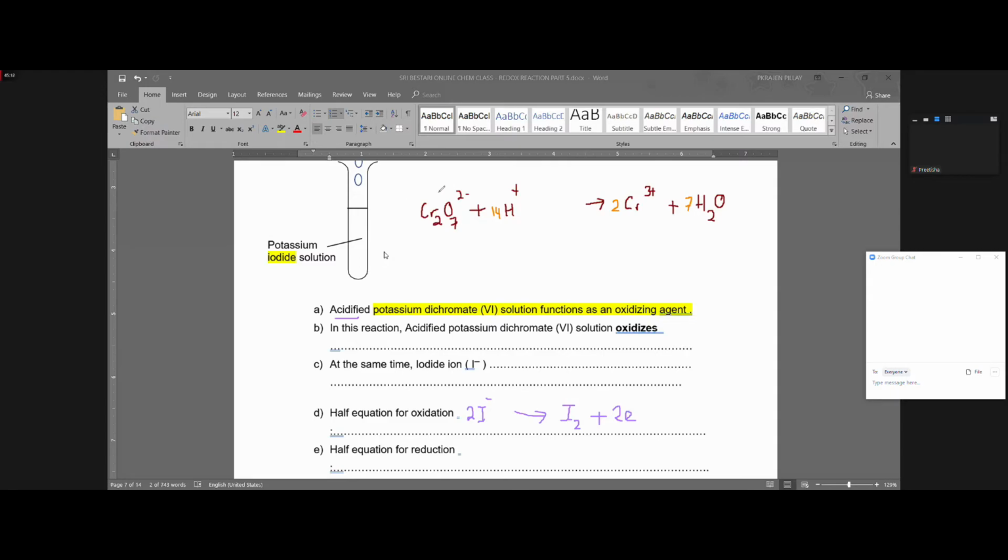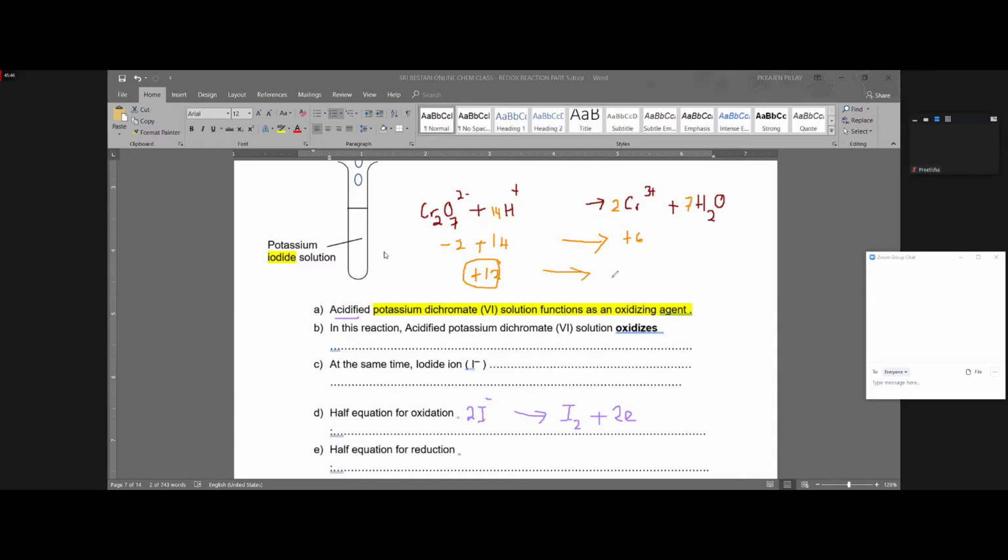What is the total charge here? This whole thing is negative 2, correct? But here you must be careful. This is plus 1, and there's 14 of these, so it's plus 14. Can you follow me? Arrow here. What's the total charge on the right? 2 of this, so 2 times 3 is plus 6. This one, nothing there. So minus 2 plus 14 is plus 12.